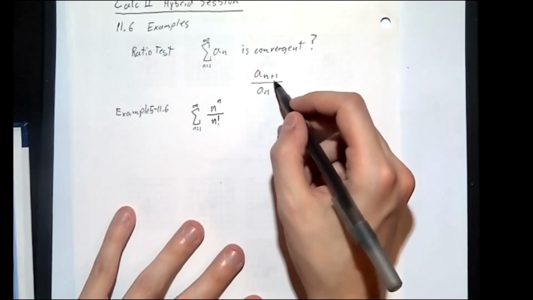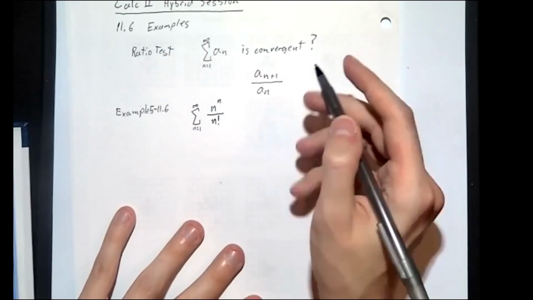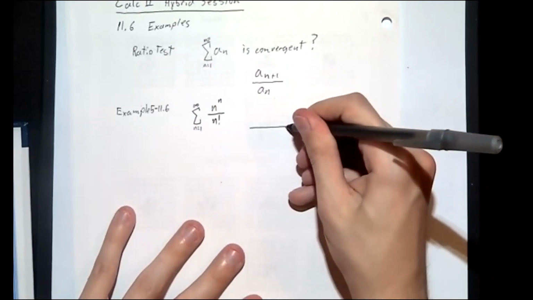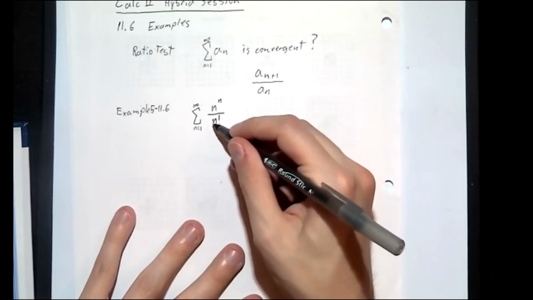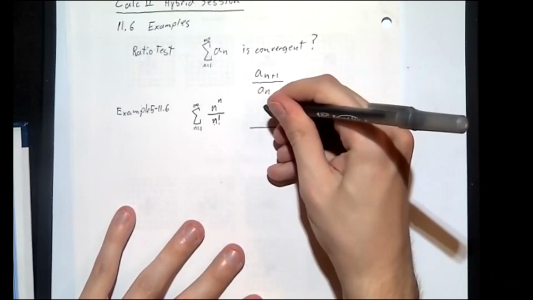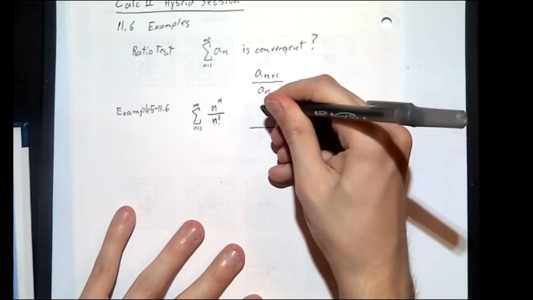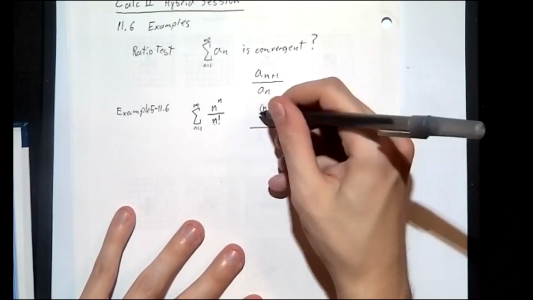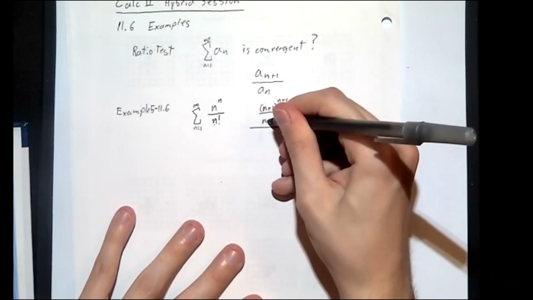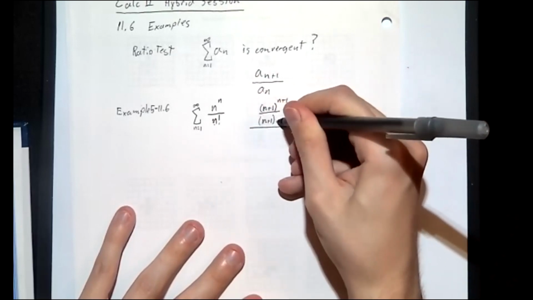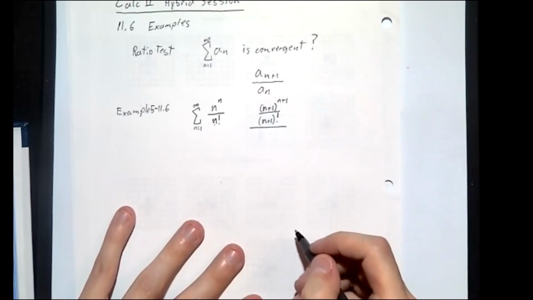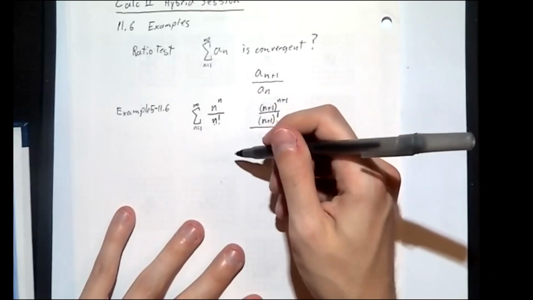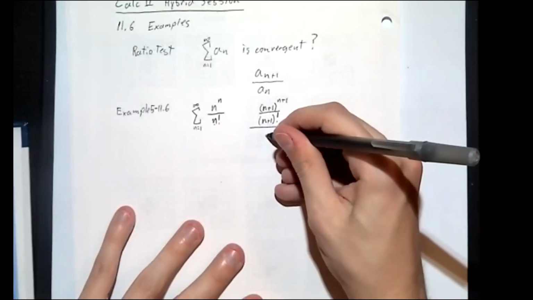So a sub n plus 1 and a sub n. What we do is on the top, we put this equation, but every n we replace with n plus 1. So we have n plus 1 to the n plus 1 all over n plus 1 factorial. And that's just the top, and then the bottom is just the same as you have here. So pretty easy to write the bottom.